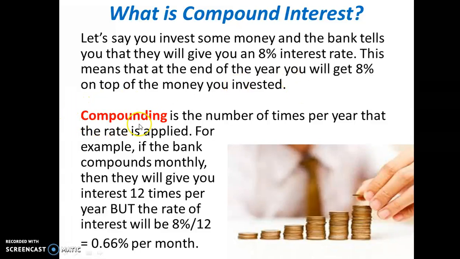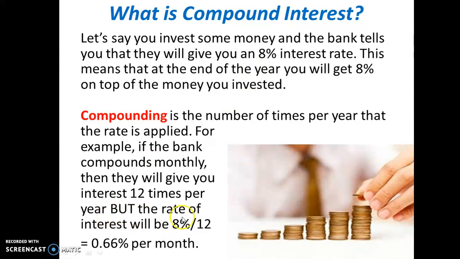However, compounding is what is more commonly done in investments or banking. Compounding is the number of times per year that the interest rate is applied. For example, if the bank compounds monthly, so now instead of paying you once at the end of the year, then they will give you interest 12 times per year, but they won't give you that original 8% every time because that would be way too much money.